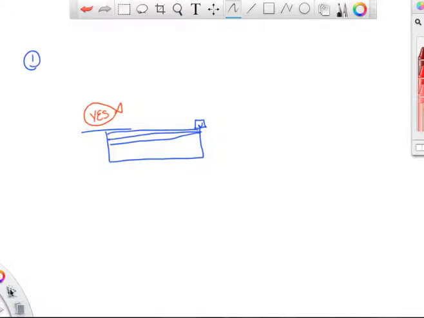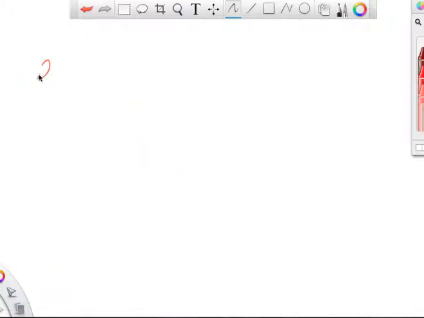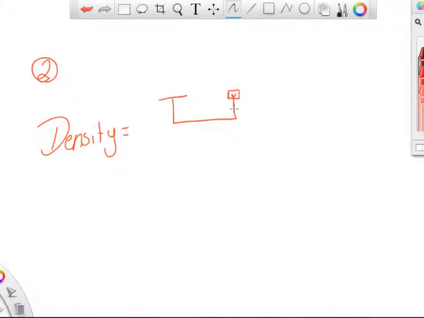Number two is, what is density? And density is mass divided by volume. So I'm going to use a triple beam balance again to represent mass, divided by volume. And there's a couple ways we can find volume.